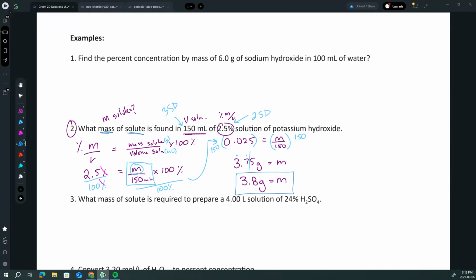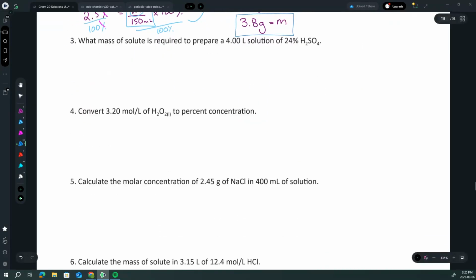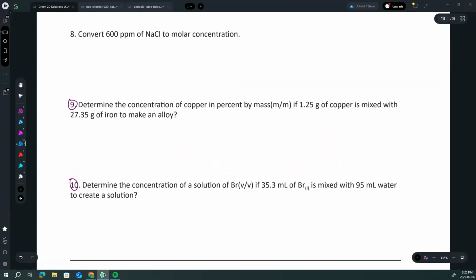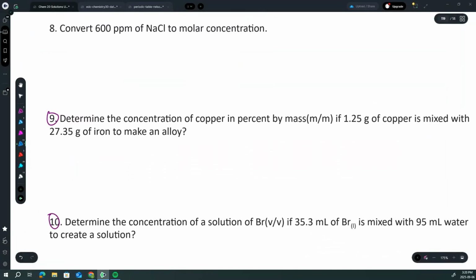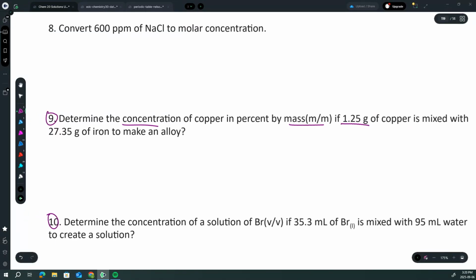Okay, so that is our mass of our solute in the solution described in this question. All right. The next question I want to do together here is number 9. It says determine the concentration of copper in percent by mass, so mass by mass, if 1.25 grams of copper is mixed with 27.35 grams of iron to make an alloy.